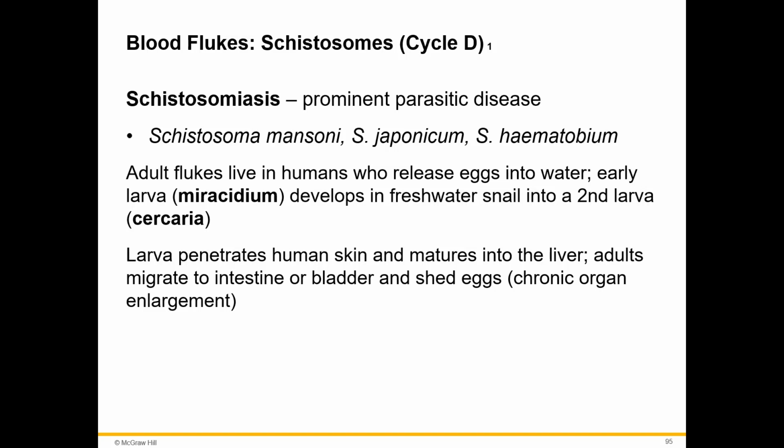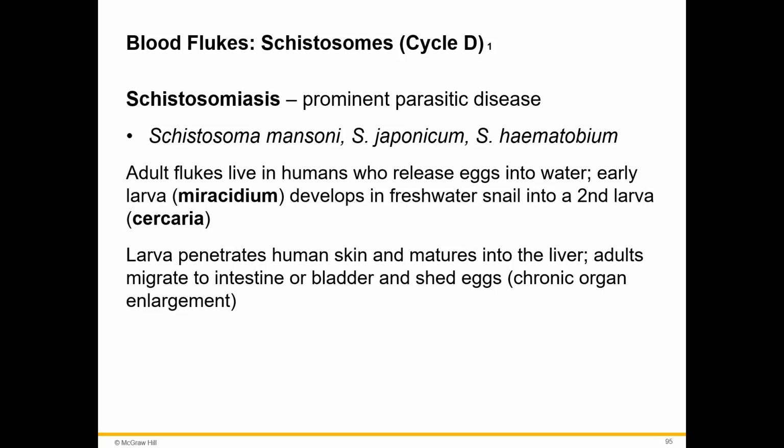The adult flukes typically live in humans, and basically we're releasing their eggs into the water. Early larvae develop in a freshwater snail. It enters as a miracidium, and eventually when it enters that second larval phase, it becomes a cercaria.